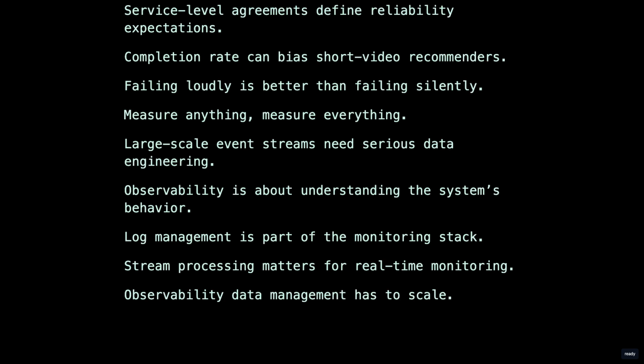Once you monitor enough signals, the storage and organization of that data become a system in their own right. Scale changes the problem from simply collecting metrics to managing them, so they remain queryable and useful.